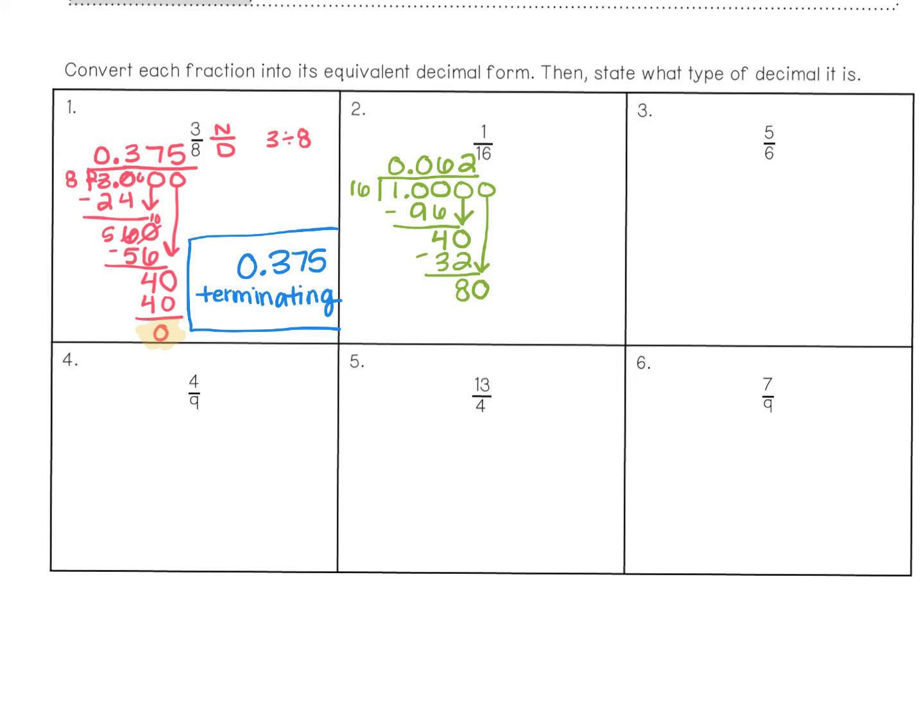Bring down that next 0. And 16 goes into 80 5 times. And 5 times 16 is 80. So once again, I've gotten to that 0 at the bottom. So I know that I'm done, and my answer is 0.0625. And because that number stops without repeating, this is also a terminating decimal.